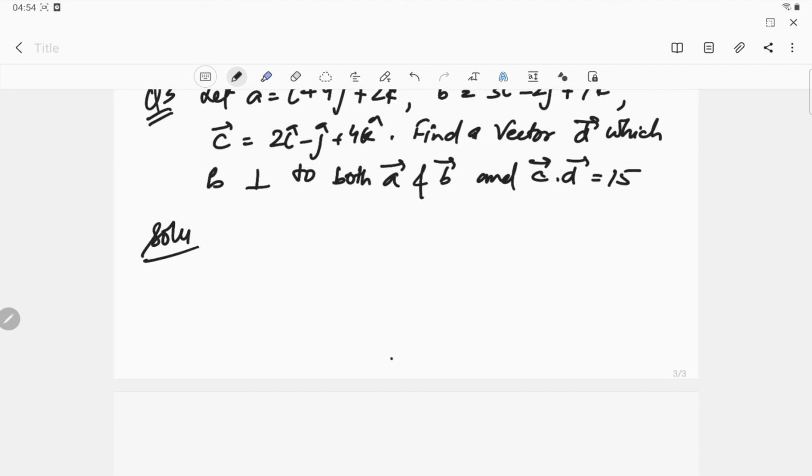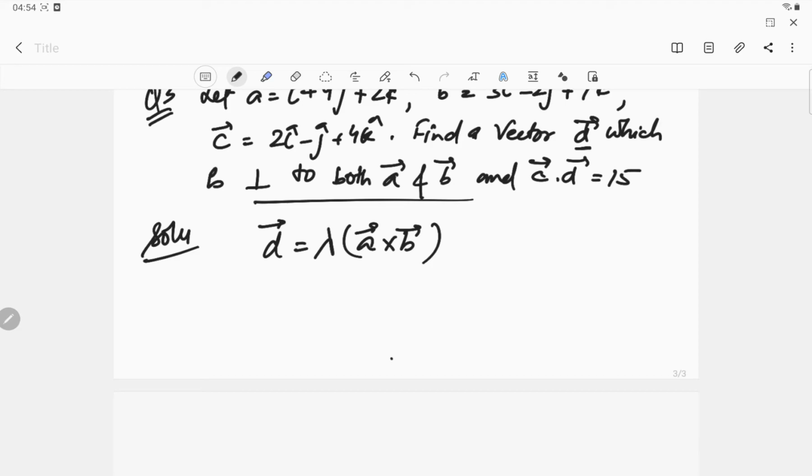So let us do the solution of this. We have three vectors, A vector, B vector and C vector. You need to find a D vector which is perpendicular to both A and B. So whenever a vector is perpendicular to the rest of the two vectors, we make use of the cross product. So here we are taking D vector as A cross B, and along with that we are taking a lambda.